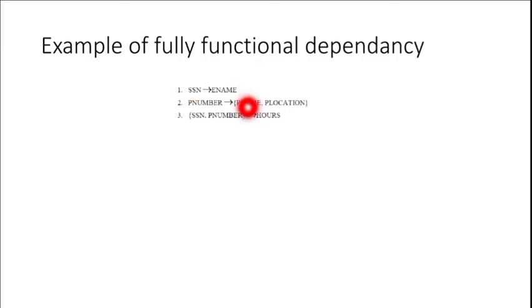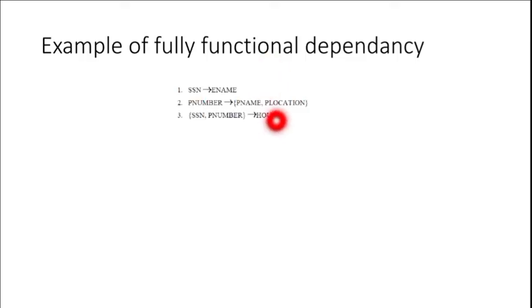In the third example, you can see SSN and P number. Hours can be determined by SSN and P number. If I remove P number or if I remove SSN, how can you find out the hours of that particular project number? If you have SSN, definitely you can find out the number of hours for that particular project. If I remove SSN, you can't find out the number of hours for that particular project. That's why this is fully functional dependency.